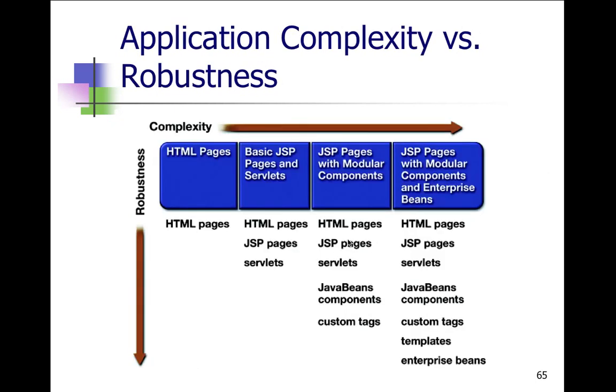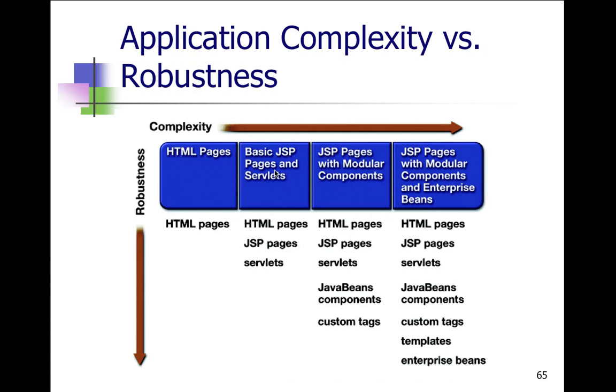So here we have application complexity versus robustness, and you can kind of see how the technologies fit into the big picture. HTML pages: not very complex, easy to do, not very robust. You can't do very much with HTML. You can pretty much just show content to the user. Basic JSP pages and servlets come next, providing HTML pages, JSP pages, and servlets. A little bit more complex, however, a little bit more robust. It gives us more scripting capabilities and more functionality.